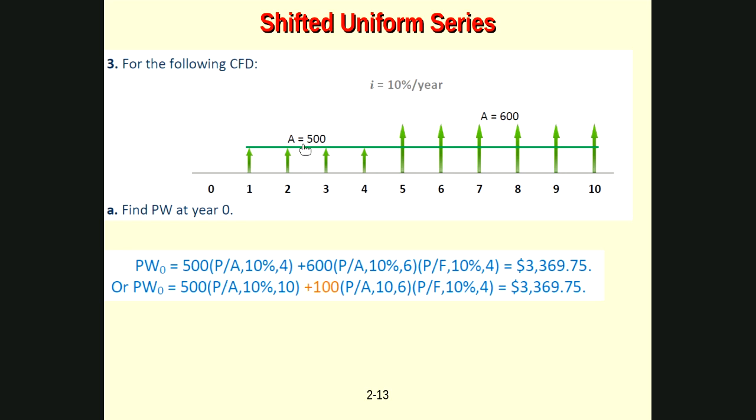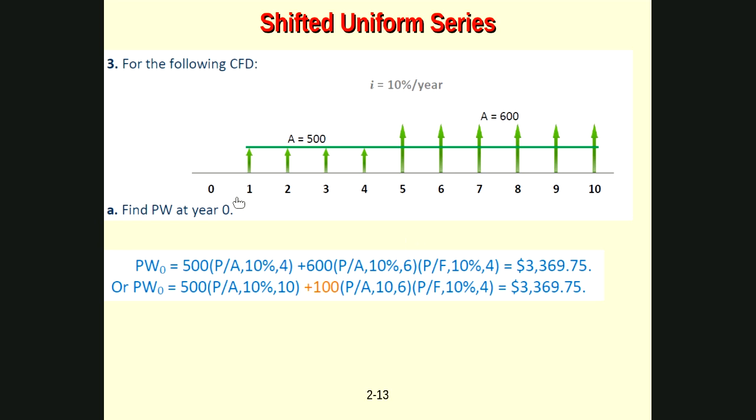What do we have? We have all the values except P, which is 500: we have A, the interest, and the number of years. How many years? 4. We want to find it at year 0. And the second period, we want to find the present value from 5 to 10 at year 0.